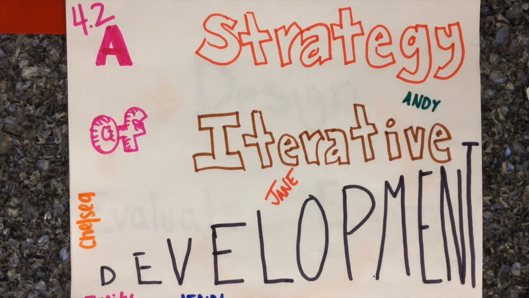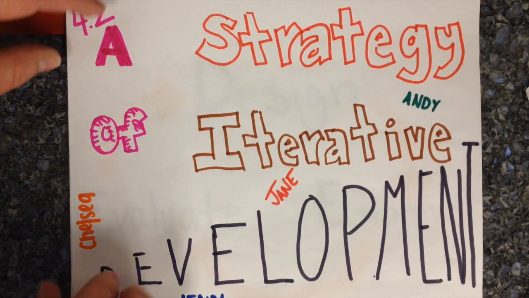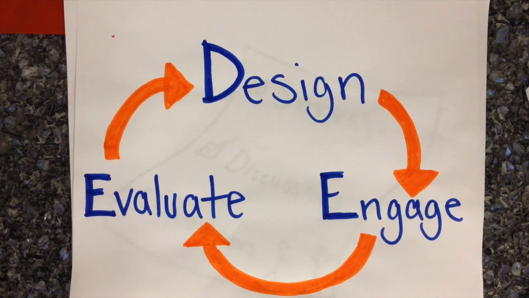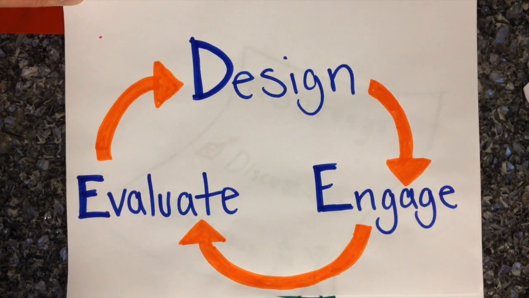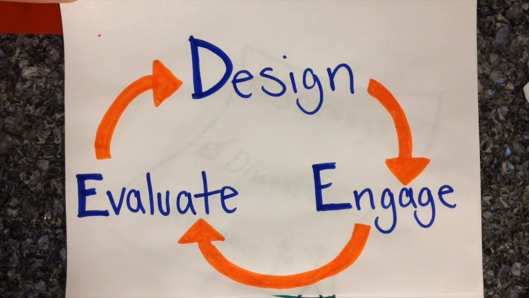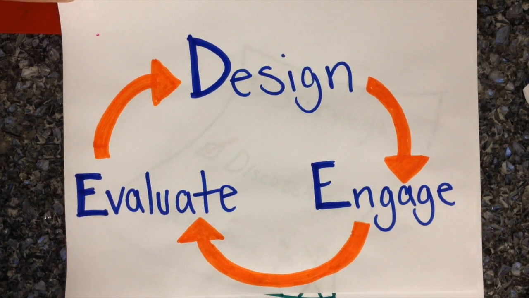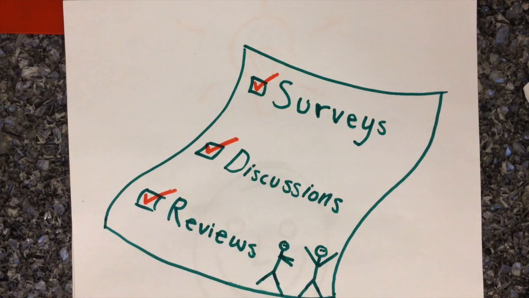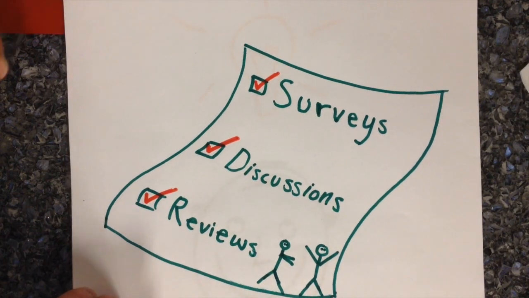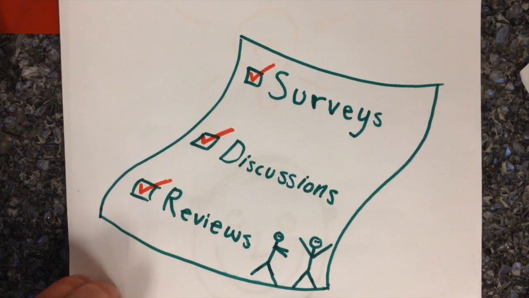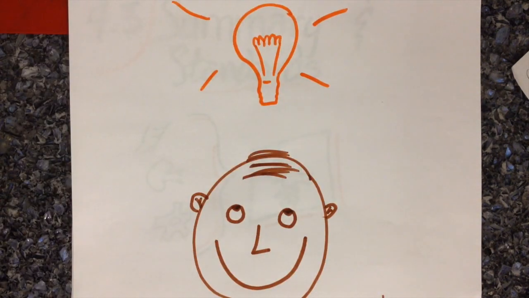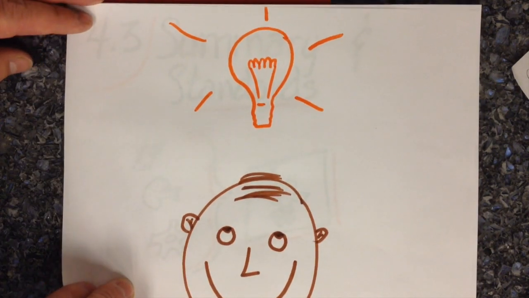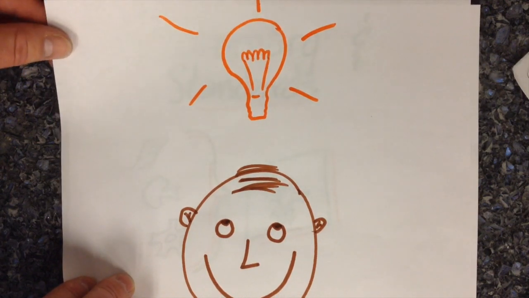Section 4.2, a strategy of iterative development. First, you design a lesson, then engage the students, and most importantly, you evaluate and revise your lesson. This is a continuous cycle. Here are ways to evaluate so you can revise. Survey the students, online discussions, and peer reviews. Plan to improve your course design in small ways whenever you touch the course.